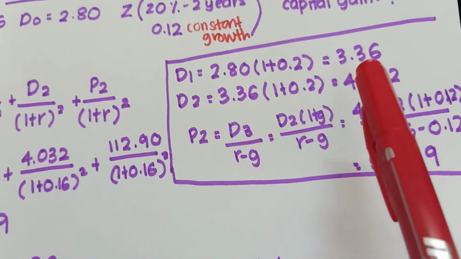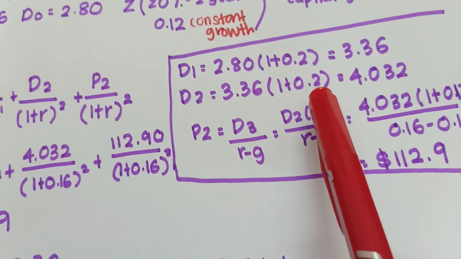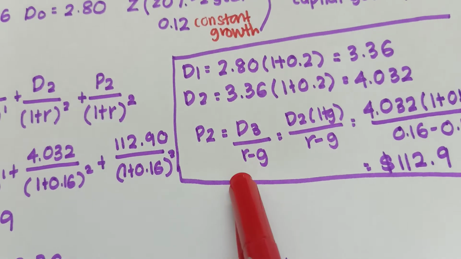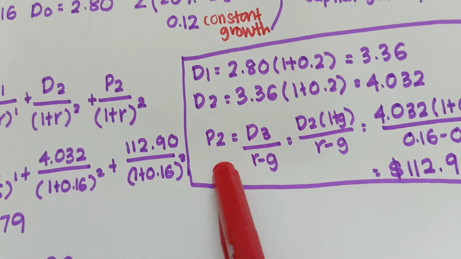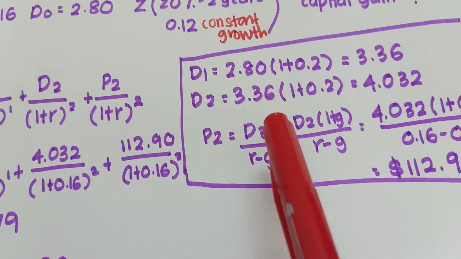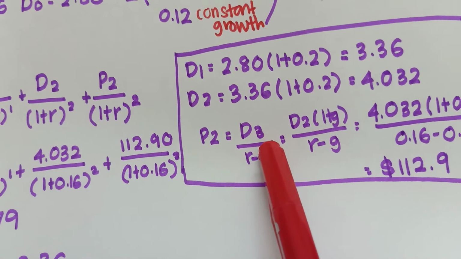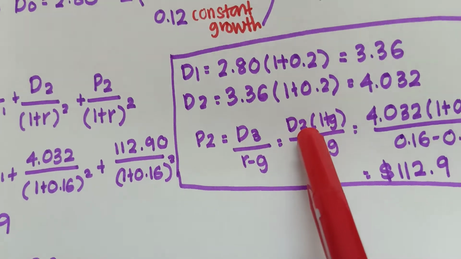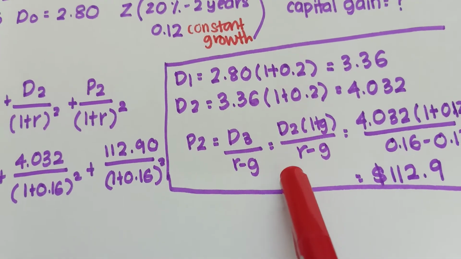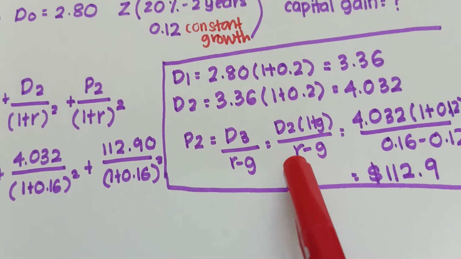When we know the exact amount of D2, that means we can find the price in year 2. In order to find the price in year 2, we need to have the dividend in year 3. But the thing is, we don't know the dividend in year 3, so that's why we can use the dividend in year 2 by using the formula of the dividend growth model.